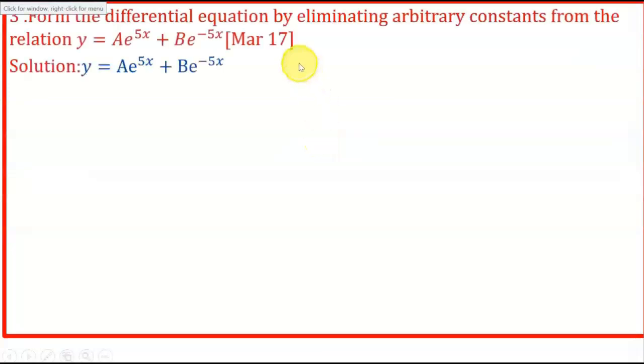Form the differential equation by eliminating the arbitrary constants from the relation y equals a e raised to 5x plus b e raised to minus 5x. We have solved this type of example. Here there are two arbitrary constants, hence we want to differentiate two times.